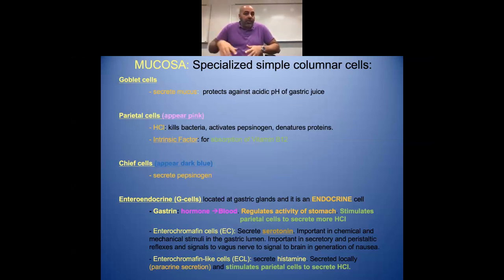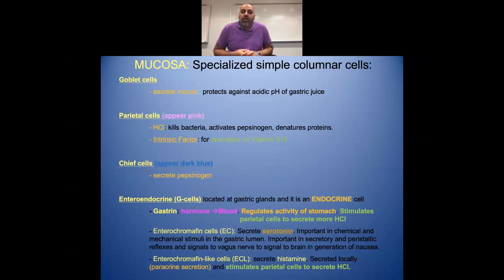The cell next to it that doesn't have that mucus vacuole in it is also probably a goblet cell. It can produce the mucus. You just caught a moment in time. Maybe it already secreted it. Okay. We need that mucus to protect against the acid. If the mucus is gone, the acid will eat the stomach lining. It will destroy it. Parietal cells, they're pink.